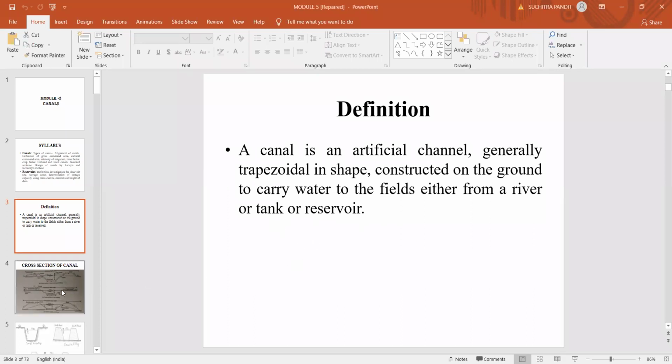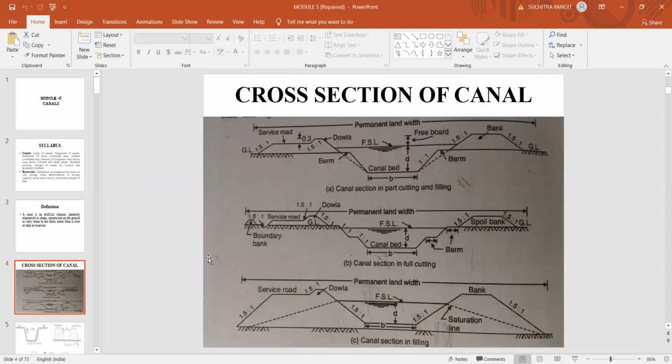Now this is the typical cross section of the canal. Now canal may be either in partial cutting and partial filling, and it can be in full cutting. So these are the two figures, and the third one shows the canal in section in filling only. So depending on the profile of the land, the canal can be partially cutting or partially filling, or it can be full cutting or full filling.